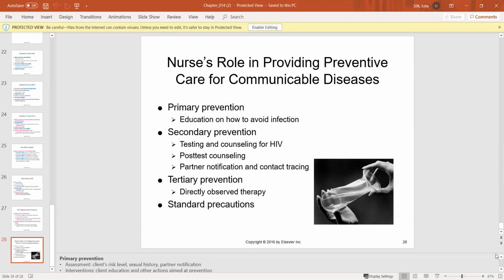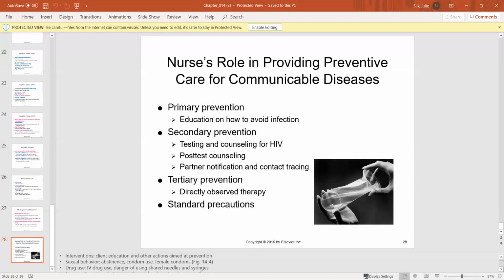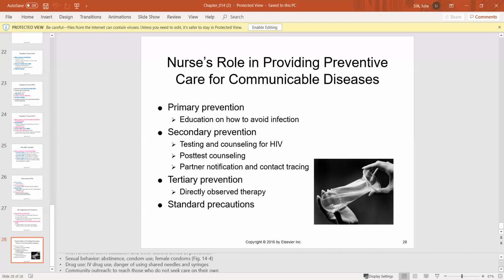So like some of the examples they give here with primary. With your assessment, you want to assess their risk level, their sexual history, and their partner notification. Interventions would be education and other actions aimed at prevention. Sexual behavior, abstinence, condom use, female condoms. With drug use, tell people the danger of using shared needles and syringes.